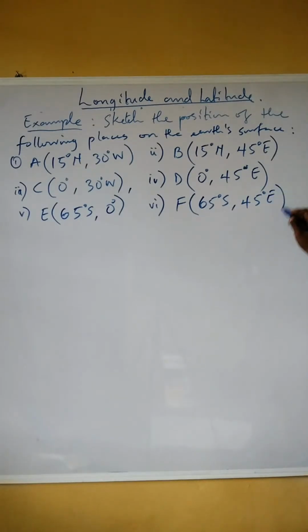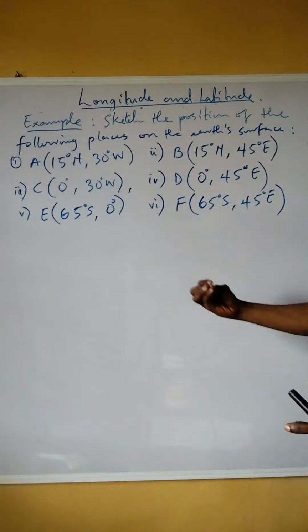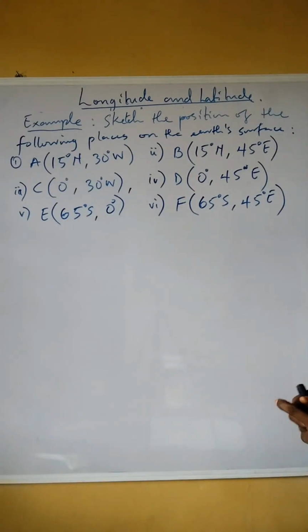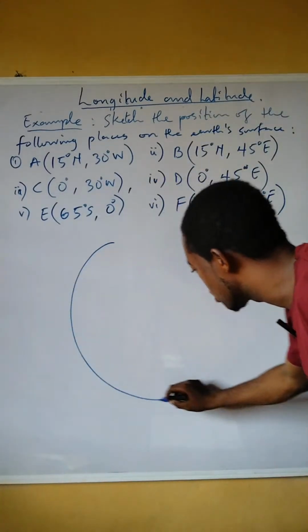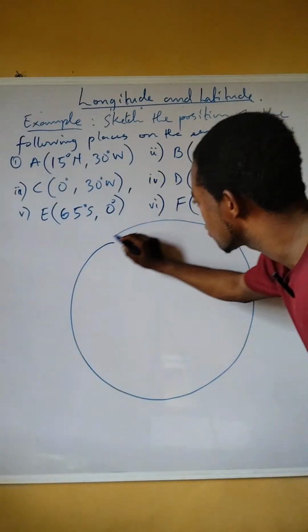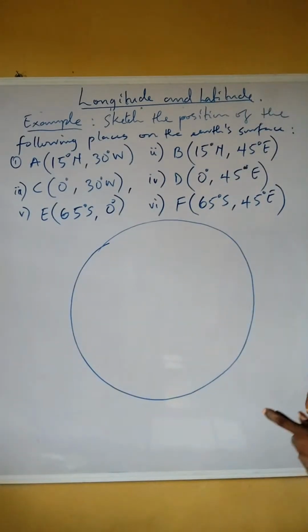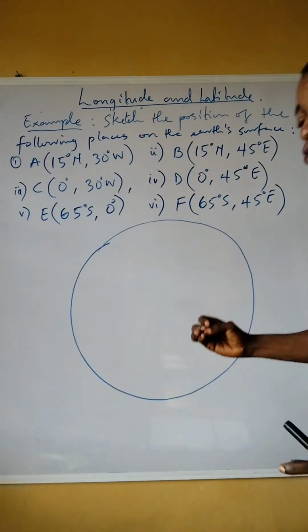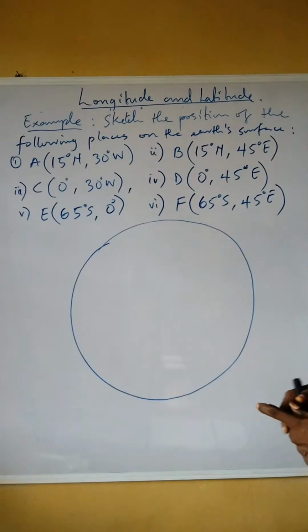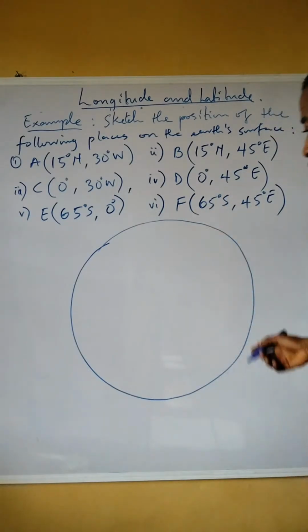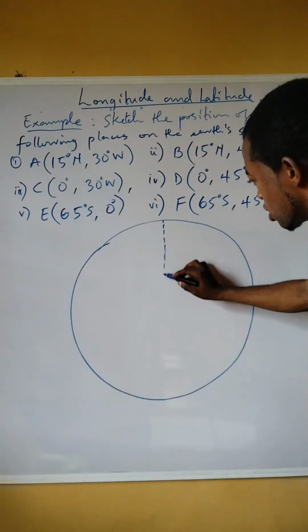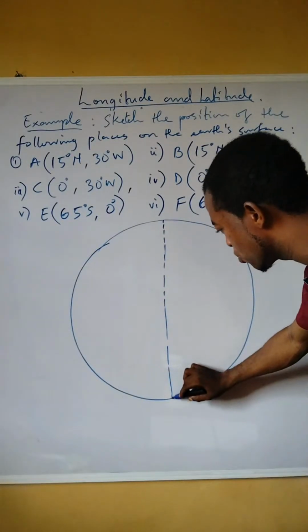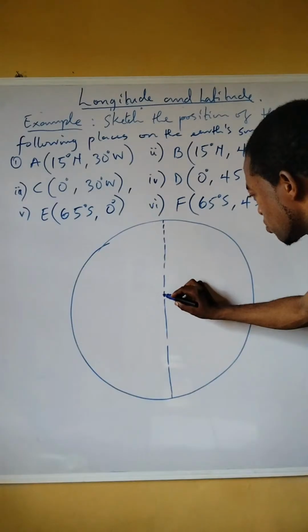Now let's consider these places on the Earth surface. Let's locate them on the Earth surface. Now we draw the surface of the Earth. The Earth is spherical in shape. It's not a circle, so we don't use a compass whenever we are drawing it. So we just use our free hand, and we locate the middle, which symbolizes the polar axis.